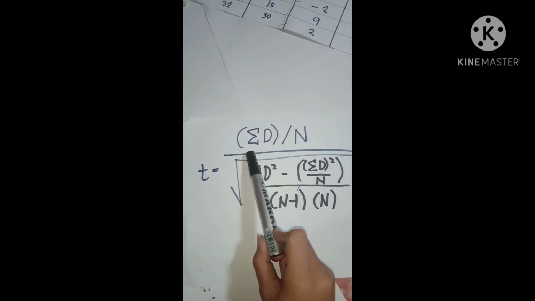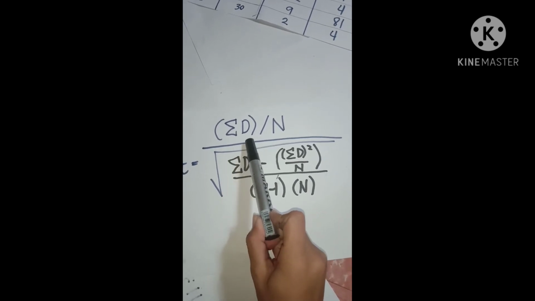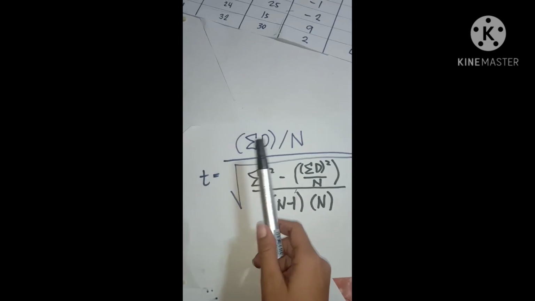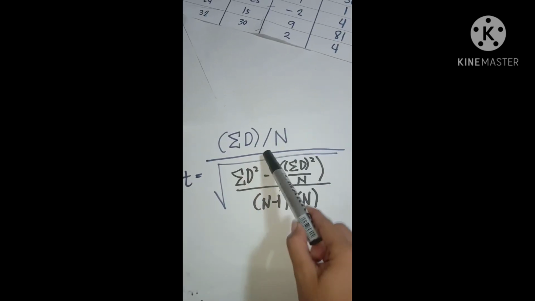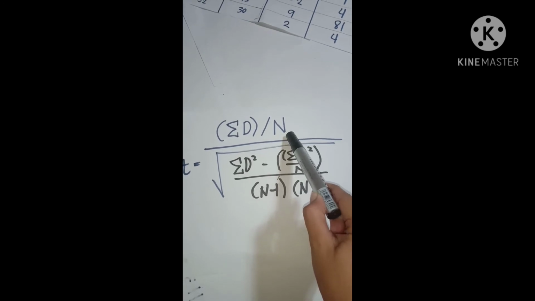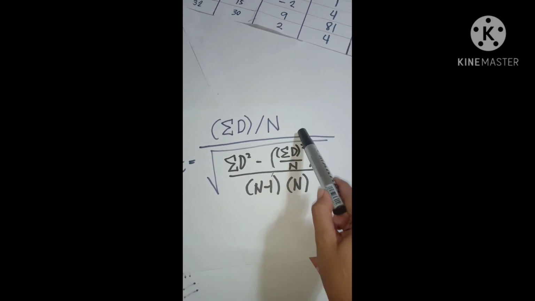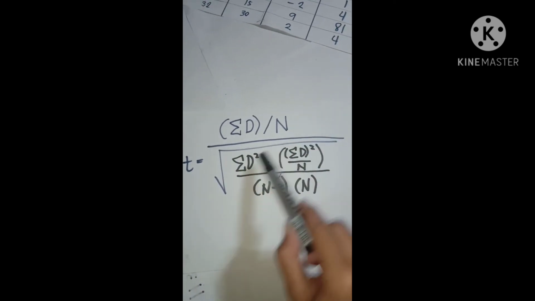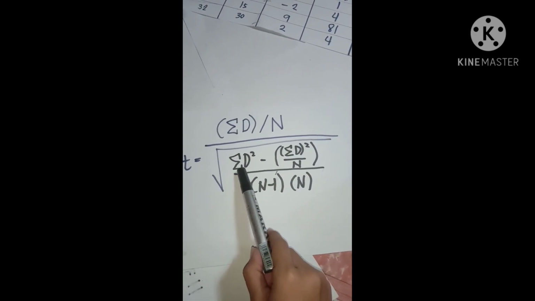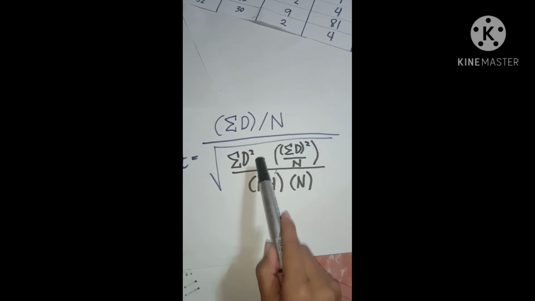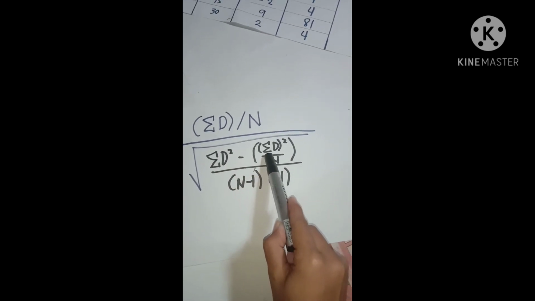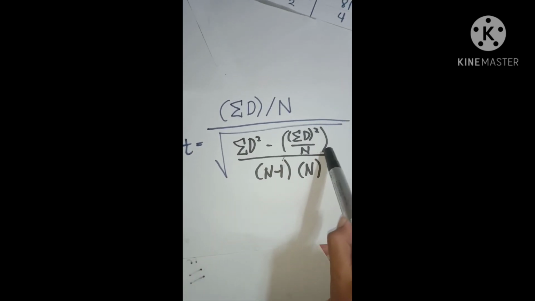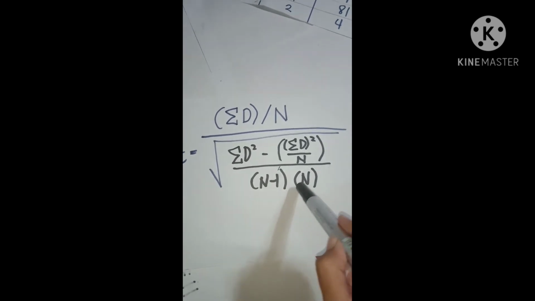So t is equal to the sum of the differences, the sum of X minus Y from step 2 that we had earlier, over n, where n is the total number of subjects, over the square root of the sum of the squared differences from step 4 minus the sum of the differences from step 2 squared over n, all over n minus 1 times n.